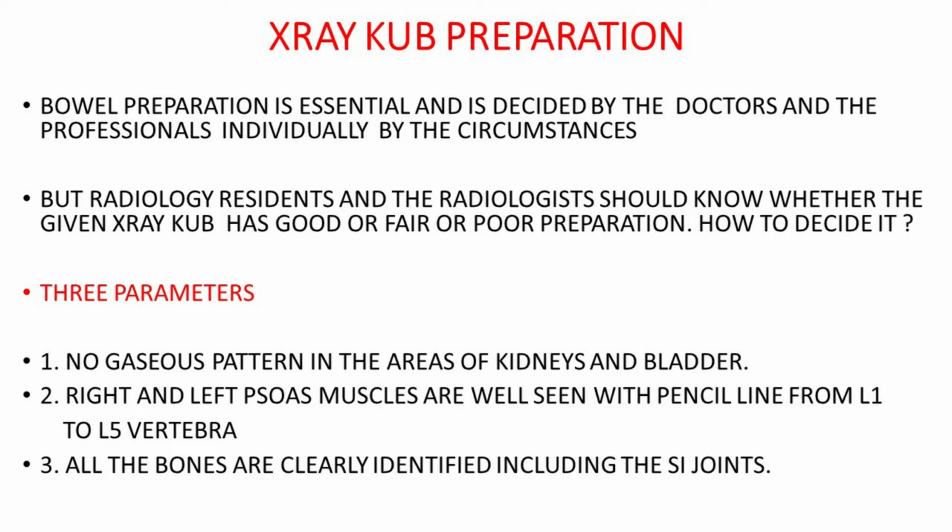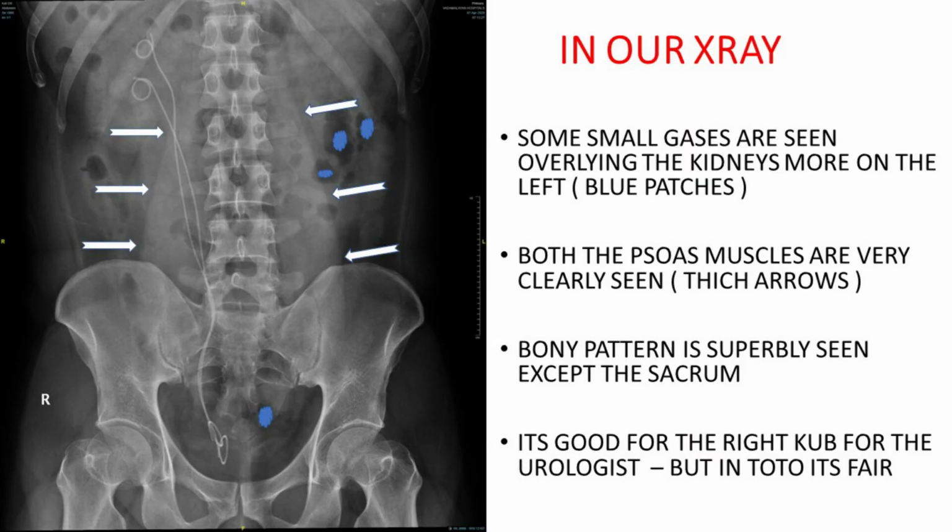So we'll have three essential parameters. The first one, it is better to have no gaseous pattern in the areas of kidneys and bladder. That's more important, is to have no gaseous pattern in the areas of kidneys and the bladder. The second one is right and left psoas muscles should be well seen with the outer border of psoas muscle being so clear that it can be lined by a pencil from L1 to L5 vertebral level. And the third one, all the bones are clearly identified with well visualization of sacroiliac joints. It's very important. Sacroiliac joints also very important here.